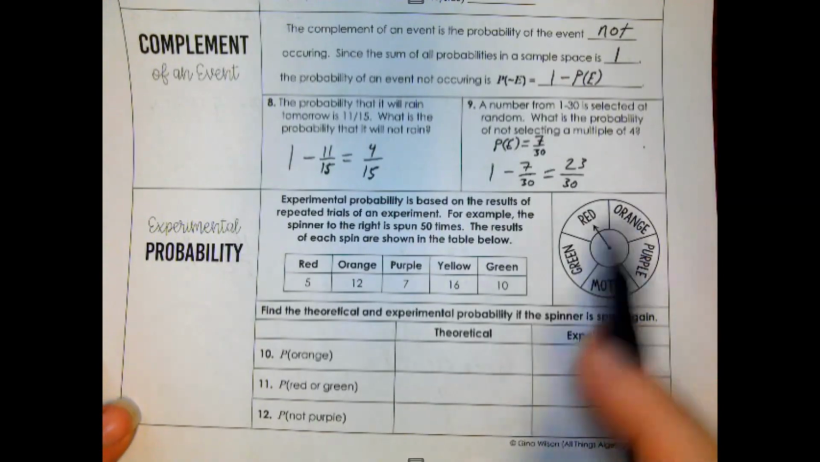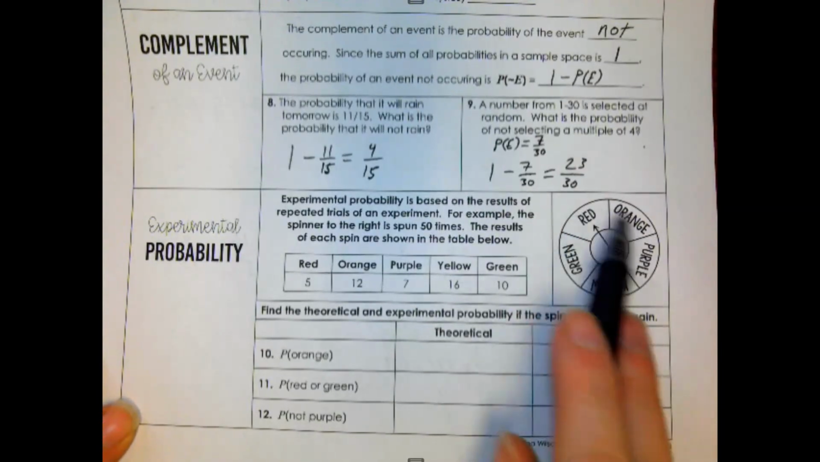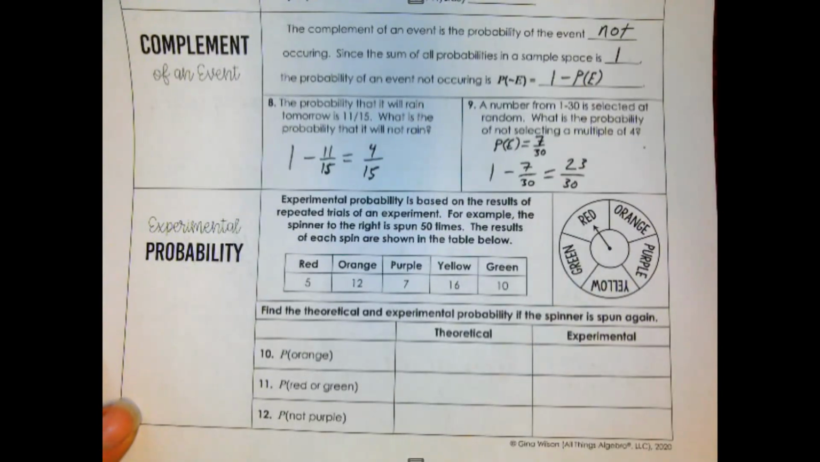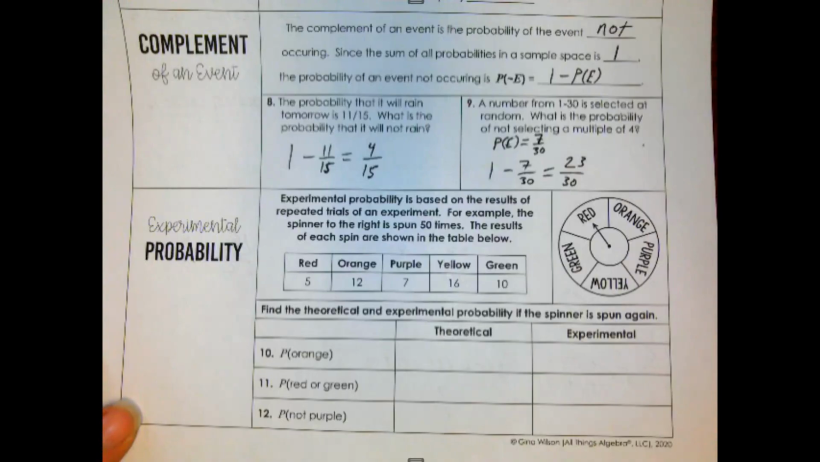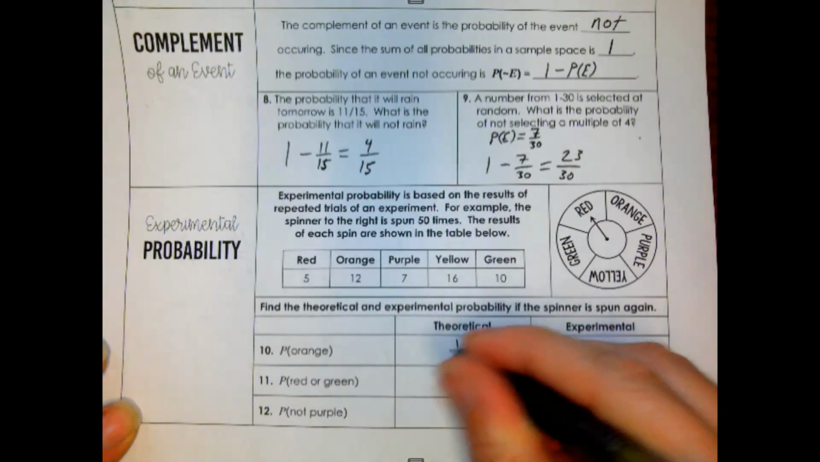So if we spin this spinner, every one of these color options has an equal size on the spinner. So there's a 1 in 5 chance that you're going to get any one of them. But you can see here that we got them all different amounts. If I spun it 50 times, theoretically, I should have gotten 10 of each color, but I didn't. So the theoretical probability that we would spin it again and get orange is a 1 in 5 chance.